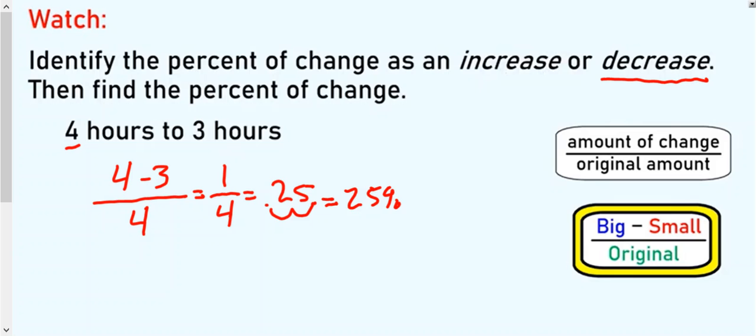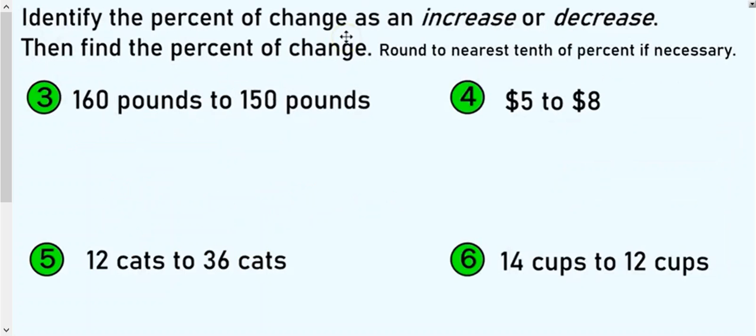All right, now it's your turn. Go ahead and pause the video here. Try these 4 examples down and make sure you write them in your notes, and then come back and see how you did. So we're working to identify the percent of change as an increase or decrease, and then we're going to find that percent of change. And if we need to, we're going to round to the nearest tenth of a percent.